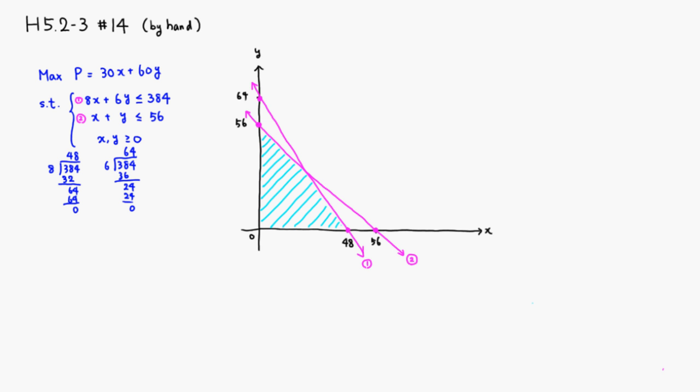Then we look at the objective function. I'm going to solve this for y so that I know the slope. Subtracting 30x, we get negative 30x plus P equals 60y. Then I divide through by 60, so you have negative 1/2 x plus P over 60 equals y.